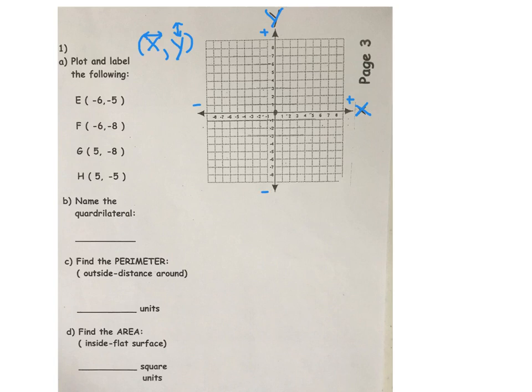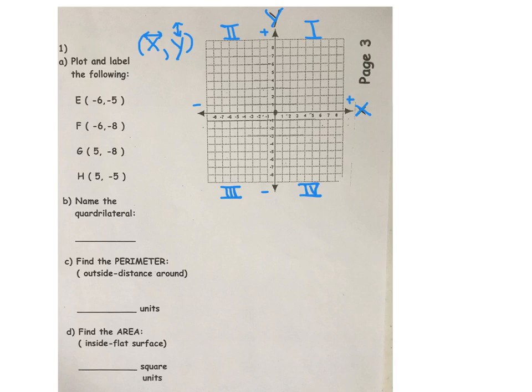Also, let's label our quadrants. Quadrant 1, and we use a Roman numeral. Quadrant 2, Quadrant 3, and Quadrant 4. Please label and take notes as I give them to you.